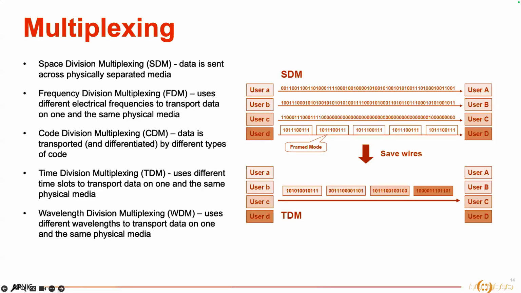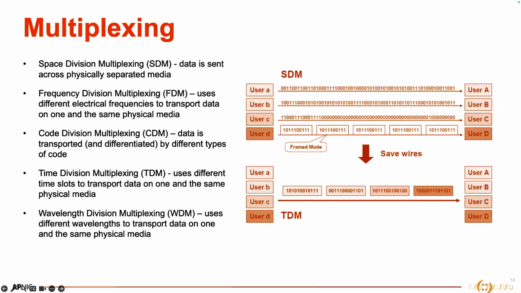Then we have code division multiplexing. In code division multiplexing, all the data from different sources are coded in different codes or different algorithms. At the receiving end, those codes are decoded, and then the data is obtained by the destination. They are also using the same physical optical fiber, same single channel, to transmit all the data at the same time.